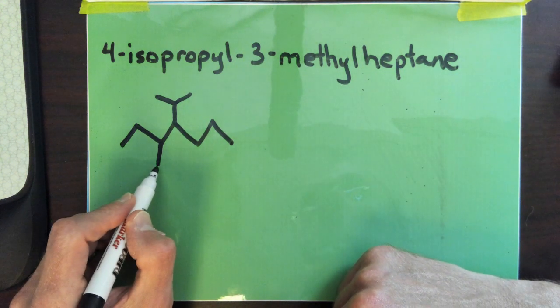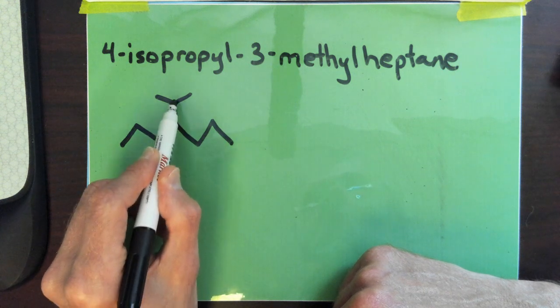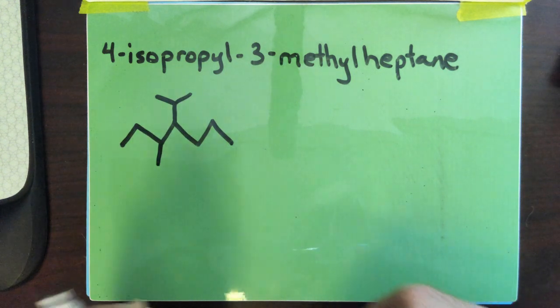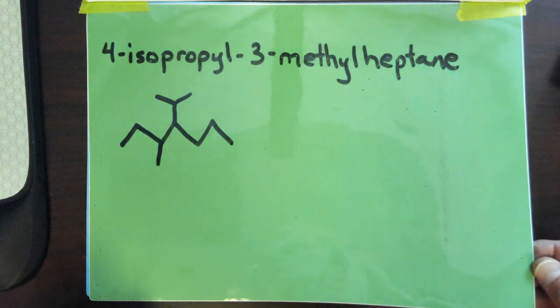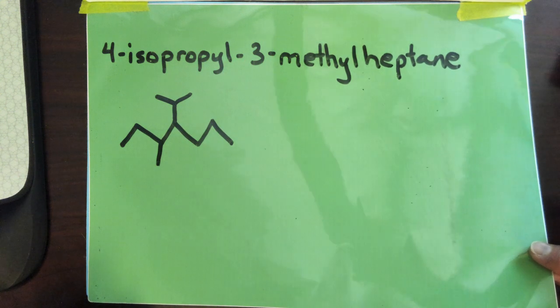Okay, as a line angle. 3rd carbon, methyl. 4th carbon, isopropyl. Heptane, 7 carbons. And the ane, remember, means saturation, so all single bonds.